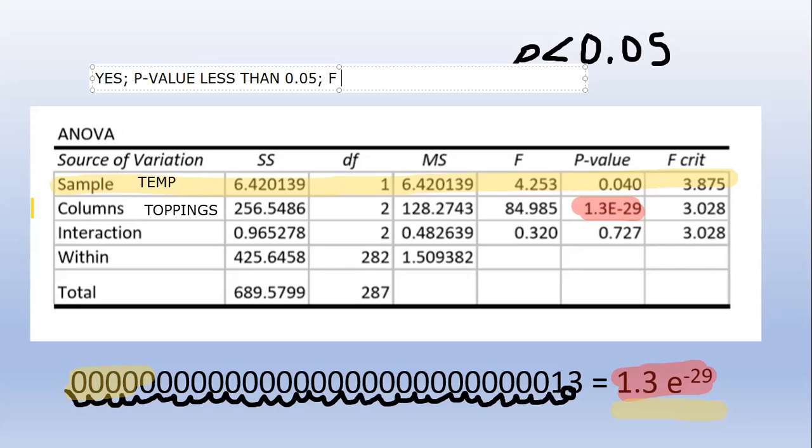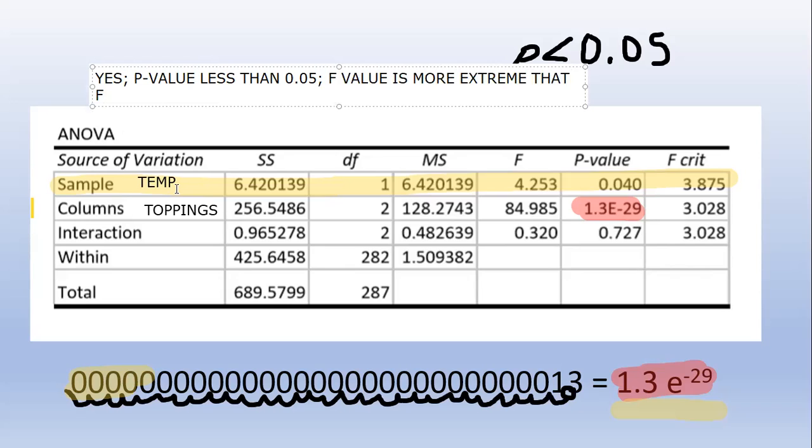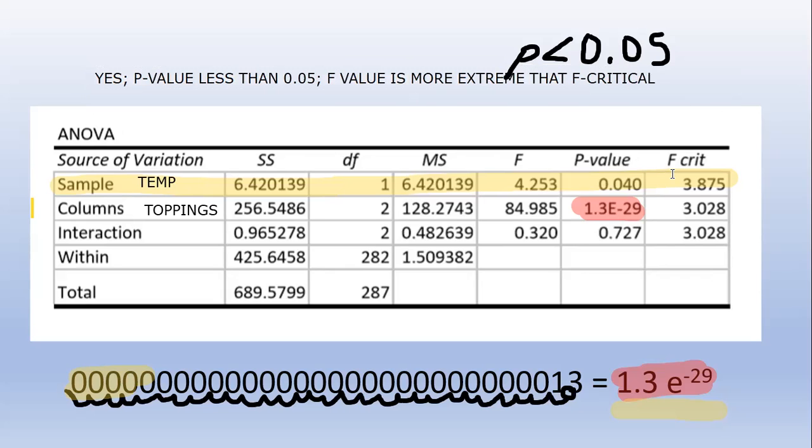The F value is more extreme than F critical. The F critical, we've been doing this all semester. This table is pretty much going into the back of the book for us and saying that for this test, the F critical is 3.875. So we would have gone back at 1 degree of freedom and 282 degrees of freedom in the back of that chart, and it would have shown us a value of 3.875.